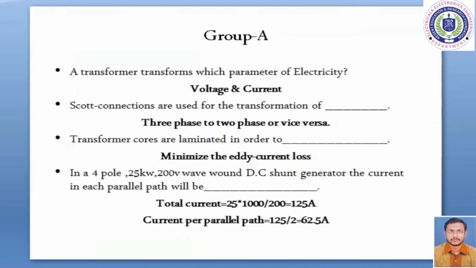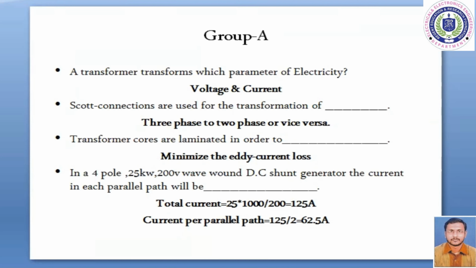The third question is, transformer cores are laminated in order to dash. You have to fill in the blanks. For any such question, cores are laminated due to only one reason, that is to minimize the eddy current loss. So the correct answer of this particular question is minimize the eddy current loss.